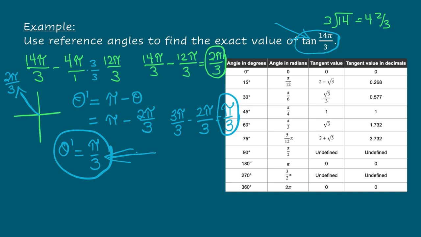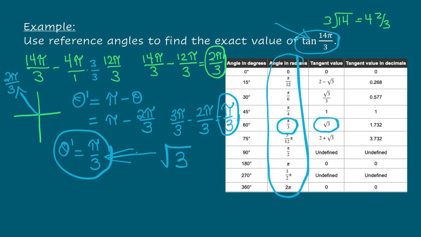So I'm going to find in the radians chart here, in the radians column, pi over 3, because that's what I'm looking for. The tangent value of pi over 3 is square root of 3. So that's the value I want, square root of 3. So tan 14 pi over 3 is equal to square root 3.